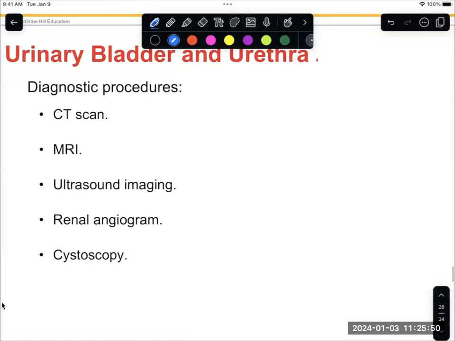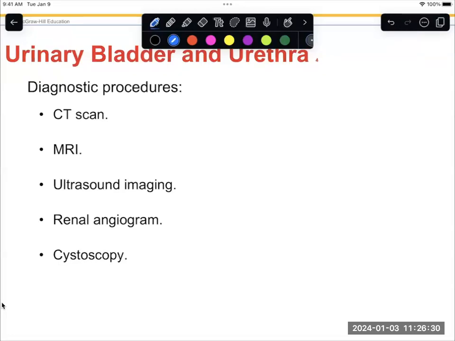So we can also do CT scans to obtain x-ray images and those cross-sectional views of the kidneys and the bladder to get a better idea of what's happening. MRIs use magnetic fields to generate those cross-sectional images, the same as the CT idea. Ultrasound uses sound waves. We can look at kidneys. You can also use ultrasounds to look at the bladder to see how full the bladder really is, to see if somebody needs that catheter to drain it because they have that retention issue.